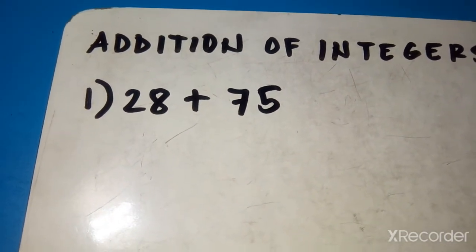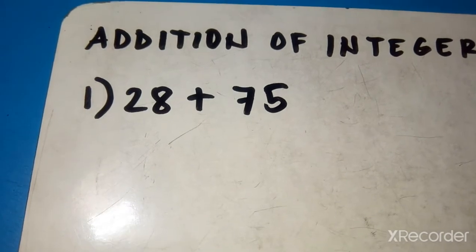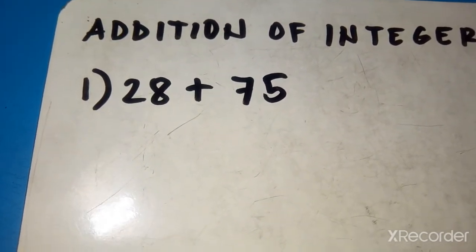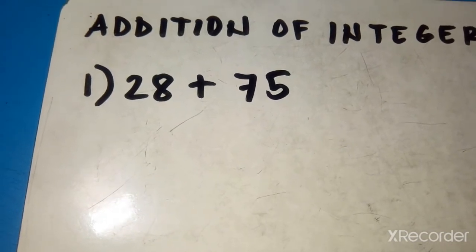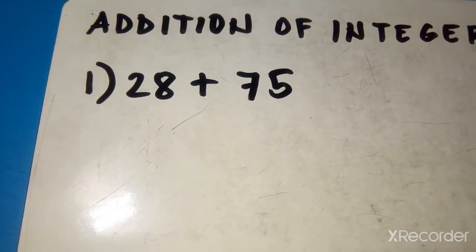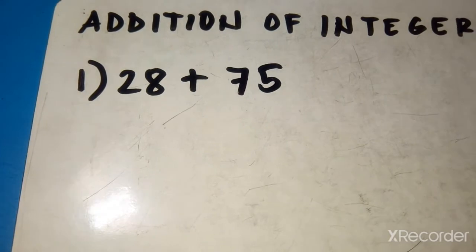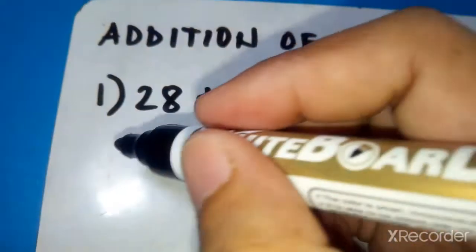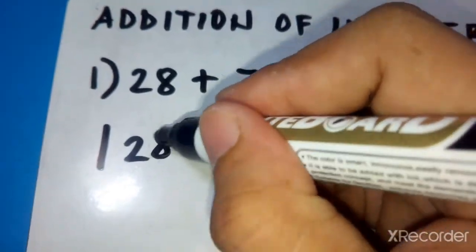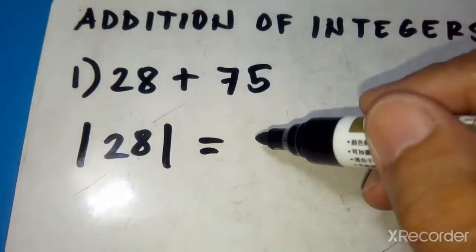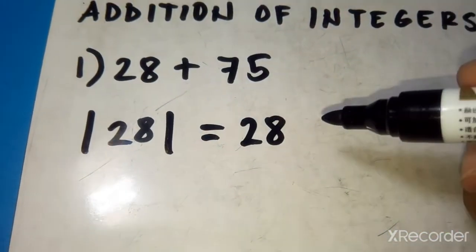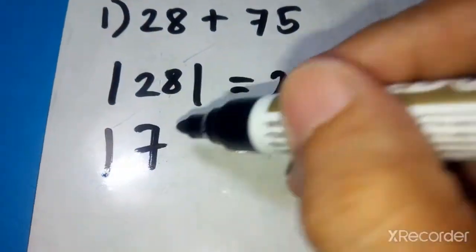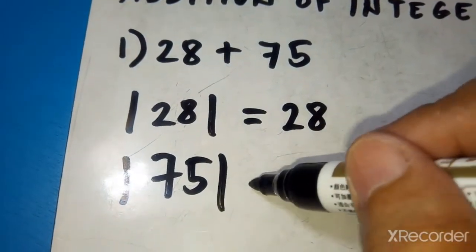In adding integers with like signs, add their absolute values, then copy the common sign. Okay, so as we all know, the absolute value of 28 is equal to 28, and the absolute value of 75 equals 75.